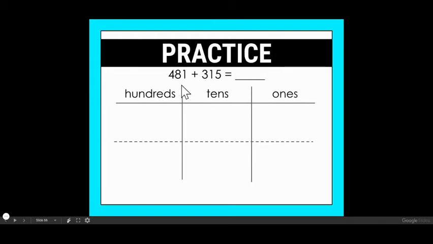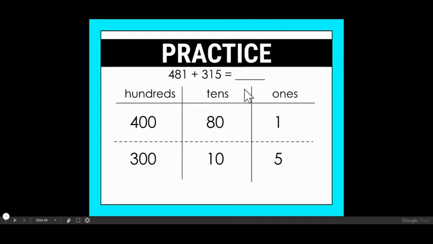I have 481 plus 315. All right, let's build our first addend, 481. In my hundreds place, I have 4 hundreds. In my tens place, I have 8 tens. In my ones place, I have 1 1. All right, let's look at your second addend, 315. I have 3 hundreds, 1 10, and 5 ones.